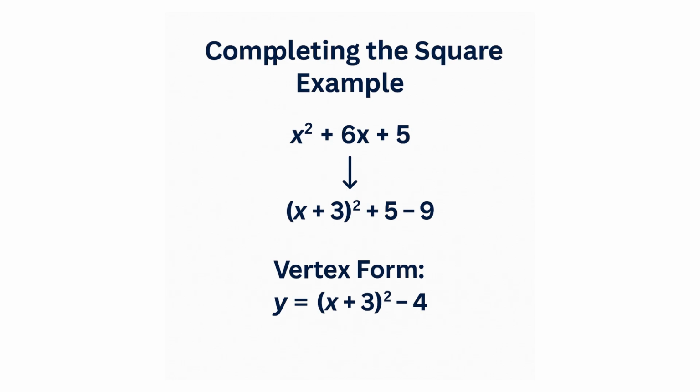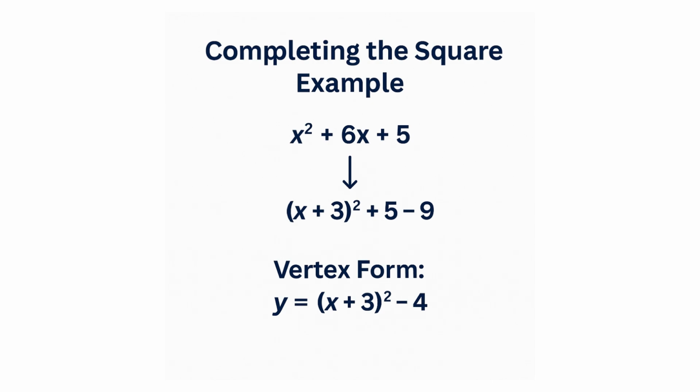Let's walk through a simple, clean example. x squared plus 6x plus 5. First, we take half of 6, which is 3. Then we square 3 to get 9. To complete the square, we add and subtract 9 inside the expression, which keeps the total value unchanged.